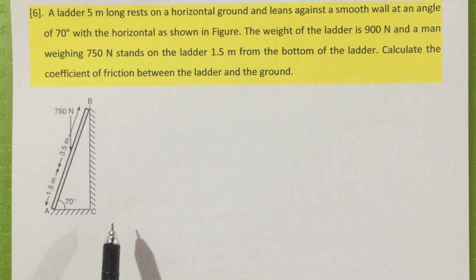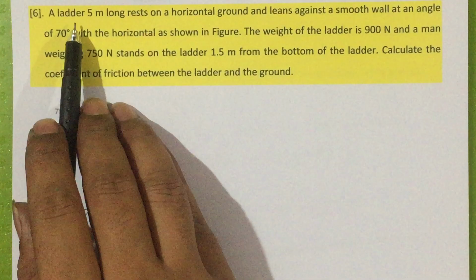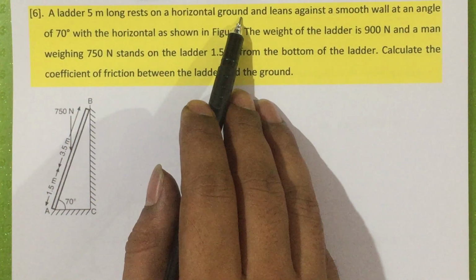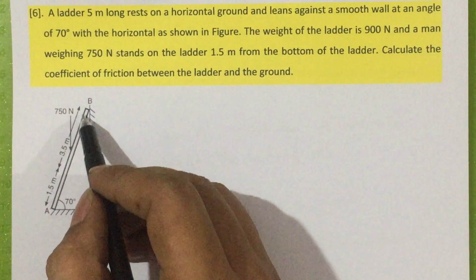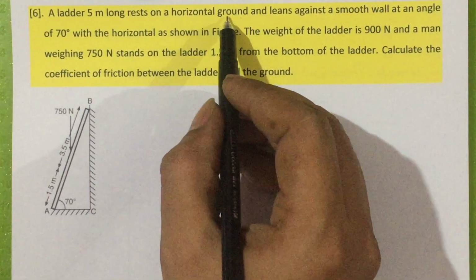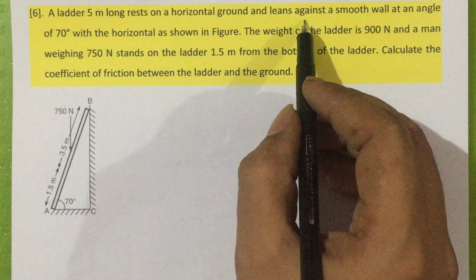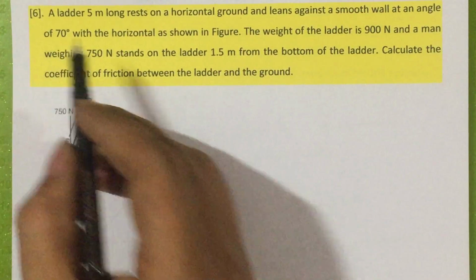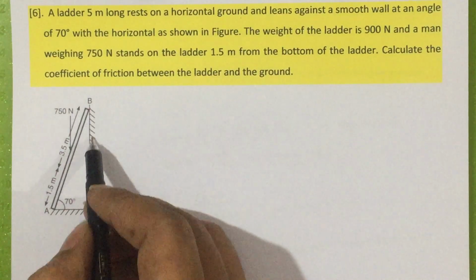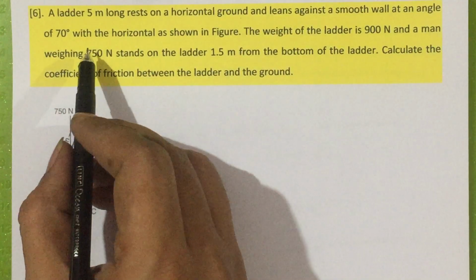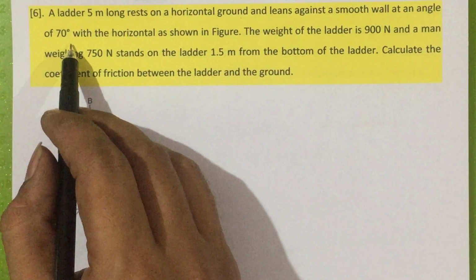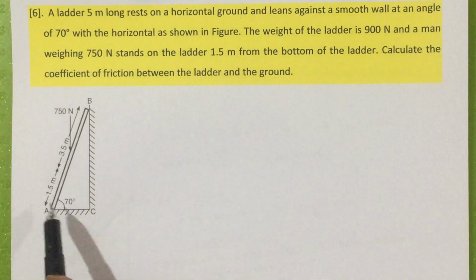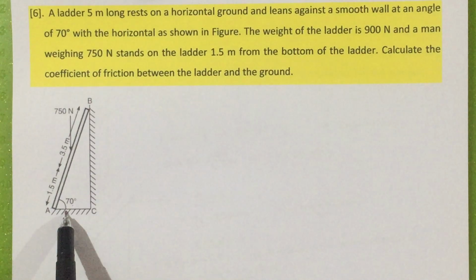Hi, the second example of ladder friction: a ladder 5 meter long rests on a horizontal ground. The ladder's total length is 5 meter. It is resting on horizontal ground and leans against a smooth wall at an angle of 70 degrees. It's a smooth wall, so no friction will be there at the wall surface. It leans against the smooth wall at an angle of 70 degrees with respect to horizontal, as shown in the figure.